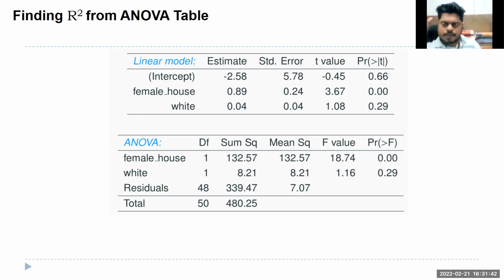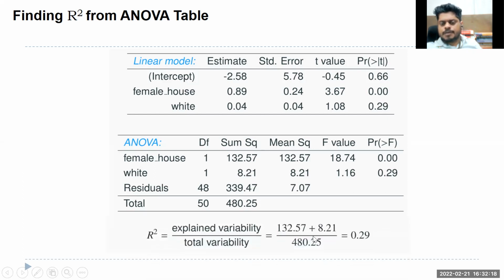So how will you calculate that? R square is nothing but my explained variation. My total variation is 480.25. Out of that, how much variation is my model able to explain? Female household explains 132.57. White, whether the person is white, black, or some other identification variable, only explains 8.28 of the total variation of 480.25. So I have to add the variation explained by my model and divide by the total, 480.25. That will give me an R square of 0.29.